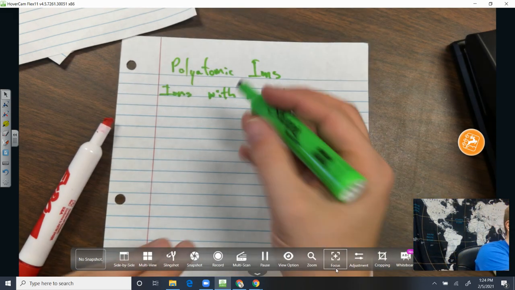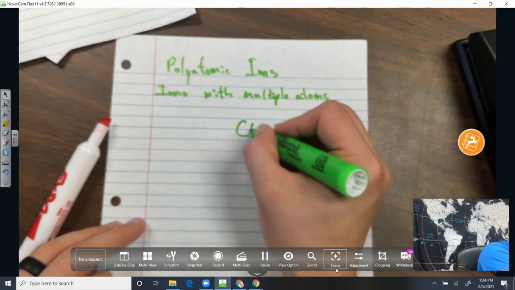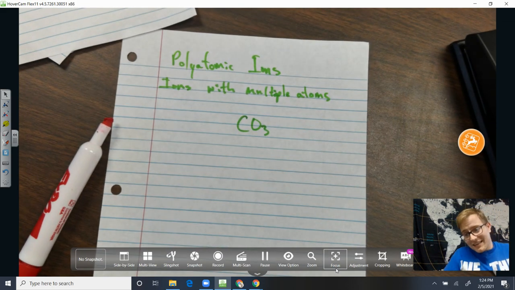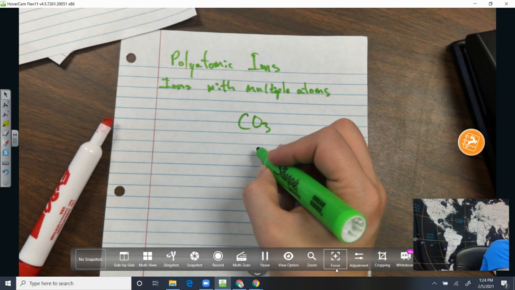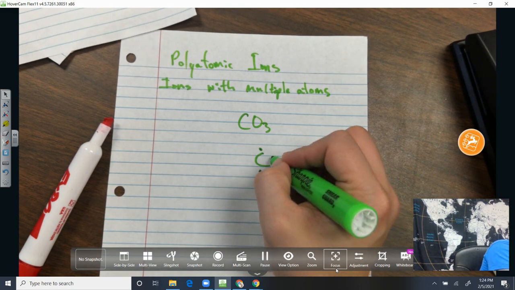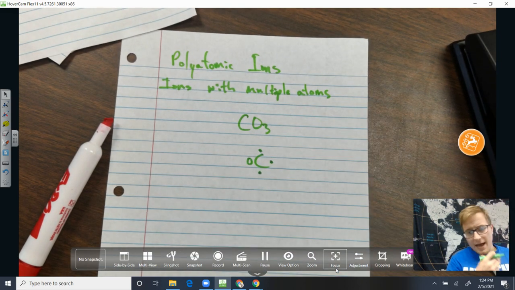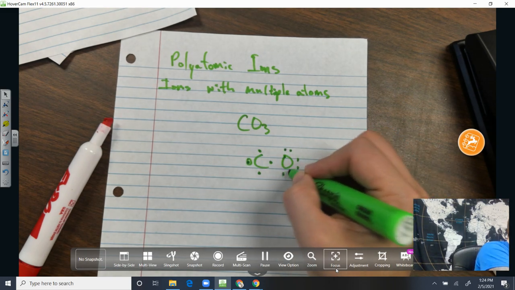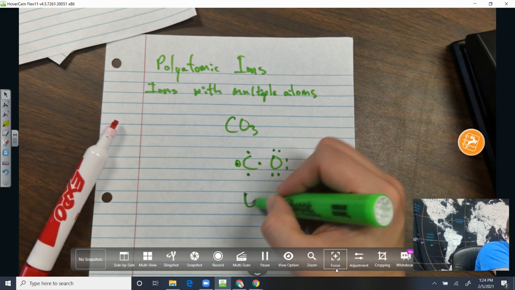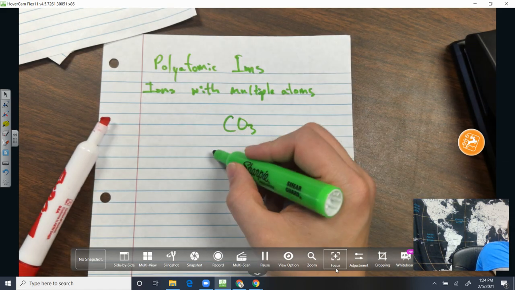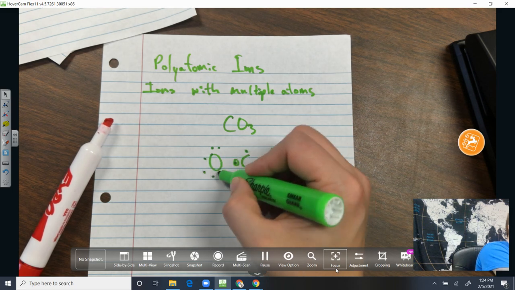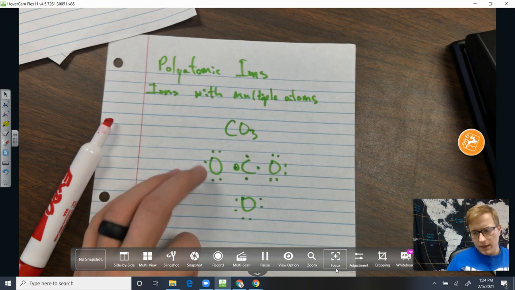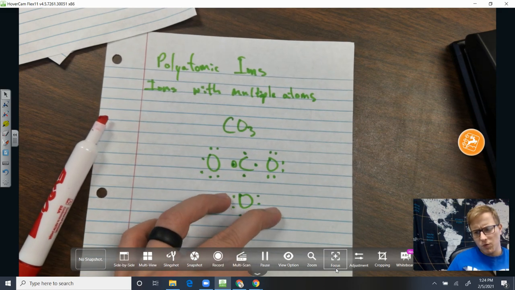So let's draw an example, carbonate, CO3. Now, CO3 is not happy like this, I promise. It's going to be very reactive. The reason is because carbon has 4 electrons and oxygen has 6 each. Oxygen has 1, 2, 3, 4, 5, 6, and so on for each oxygen. Now, carbon has 4, oxygen each has 6.